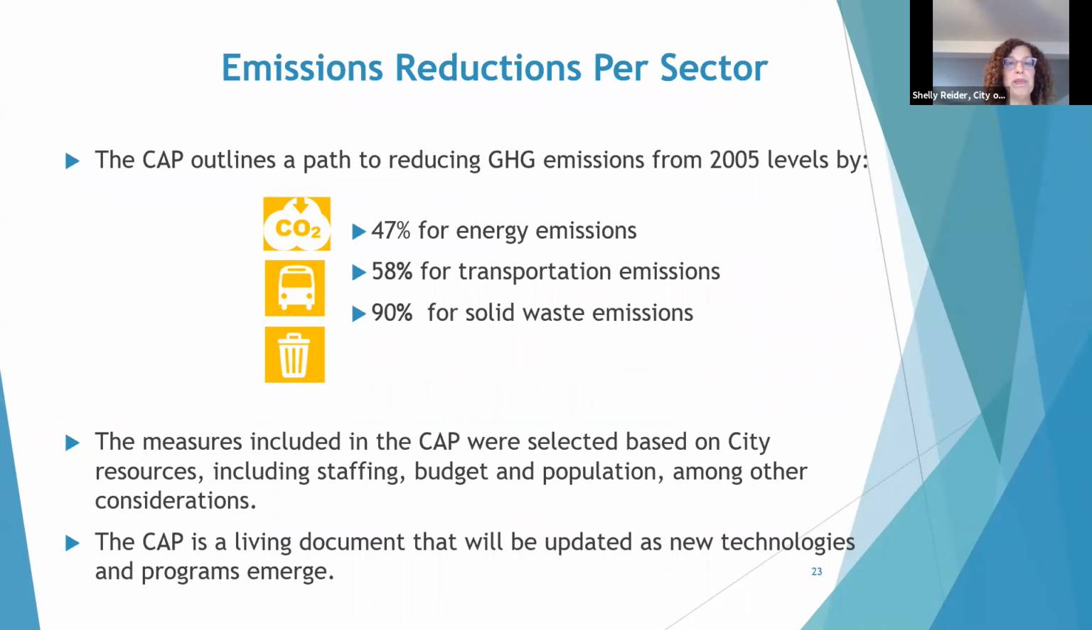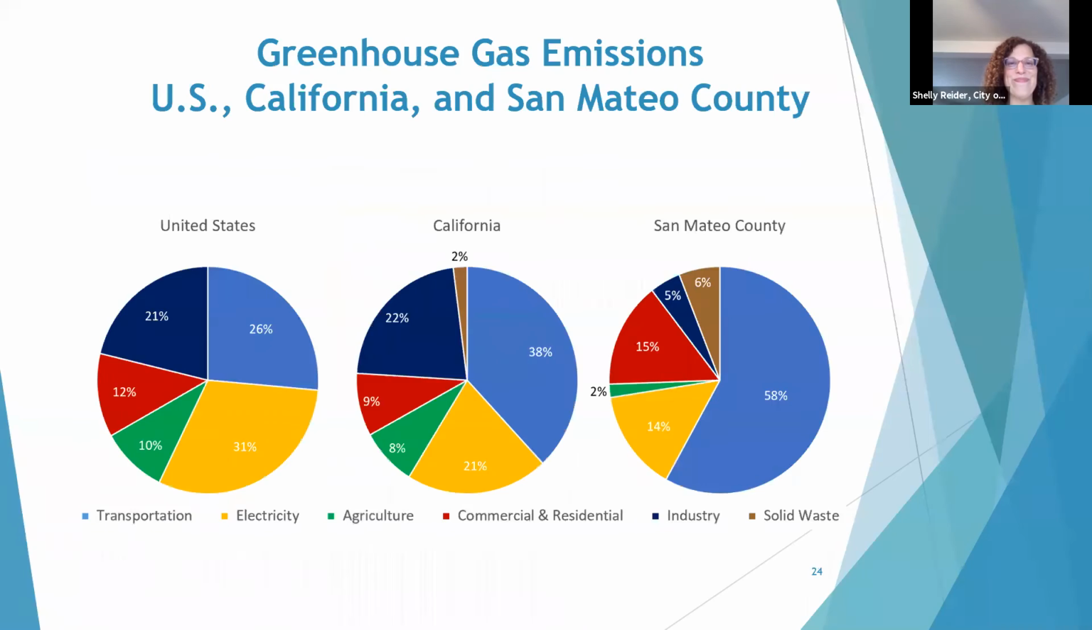The Climate Action Plan outlines a path to reducing greenhouse gas emissions from 2005 levels by 47% for energy emissions, 58% for transportation emissions, and 90% for solid waste emissions. The measures included in the CAP were selected based on city resources, including staffing capabilities, budget, and population, among other considerations. The CAP is a living document that will be updated as new technologies and programs emerge.